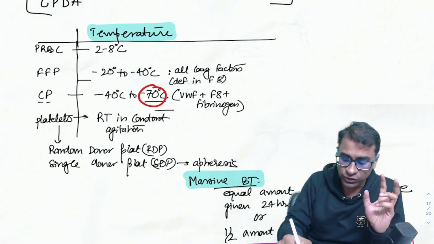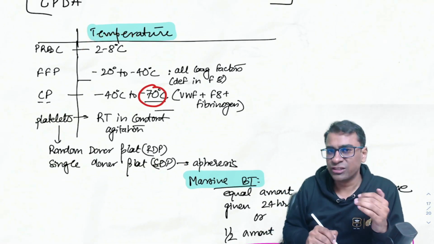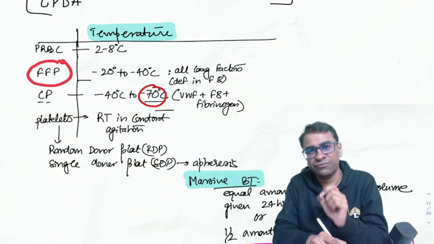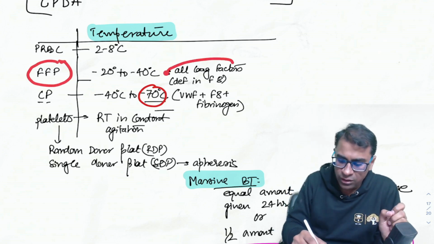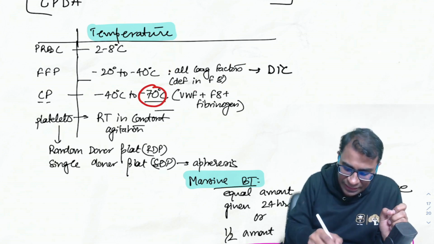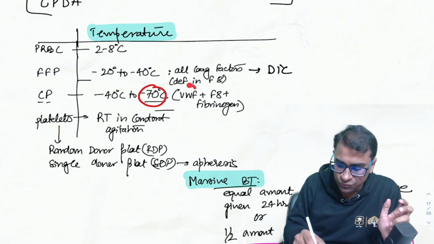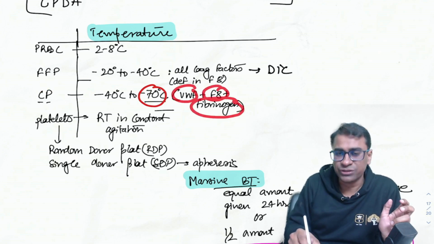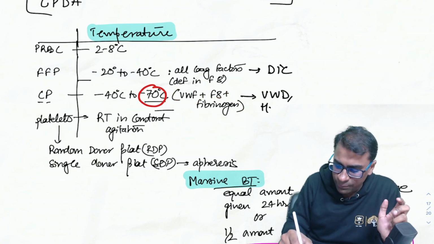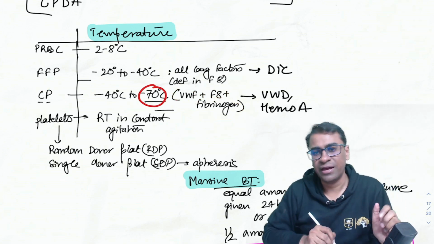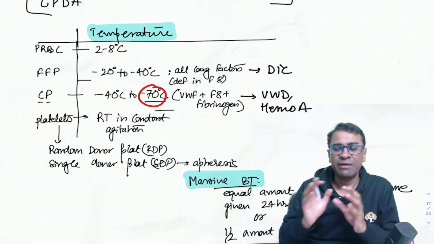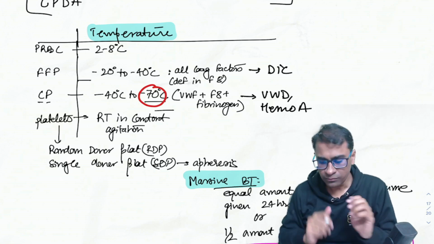Now, PRBC is used for the correction of anemia. Fresh frozen plasma has all the coagulation factors, and hence we give it for DIC. Cryo has VWF, factor 8, and fibrinogen. So the main use of cryo is VWD and hemophilia A. Even though you can give FFP in hemophilia A, the better thing to give is cryoprecipitate.